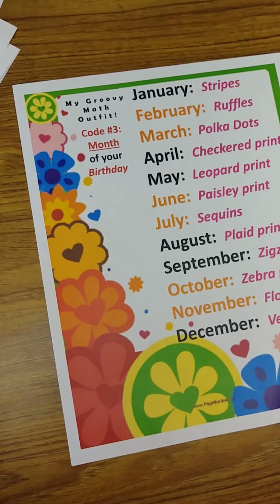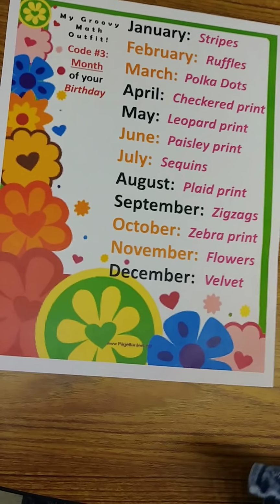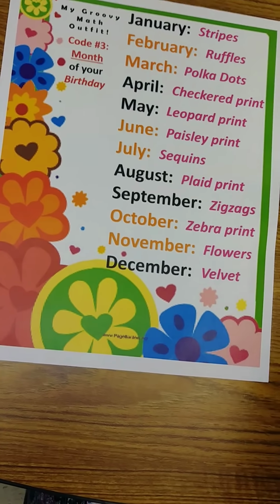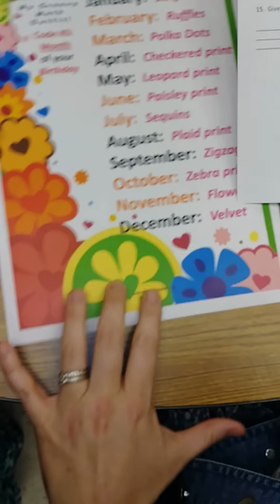All right, guys. So check your date. Make sure that you have your month in there and what item you have to add for our codes. We've got one more code coming up to you. And here comes our last page.